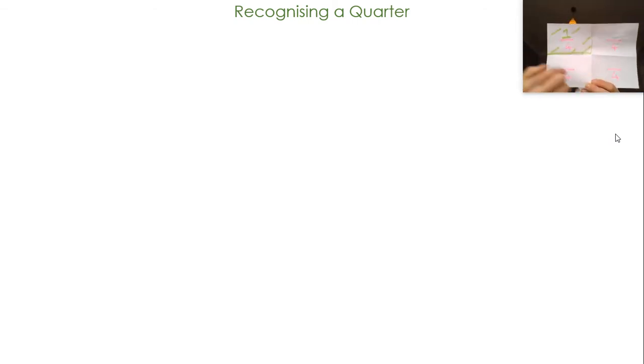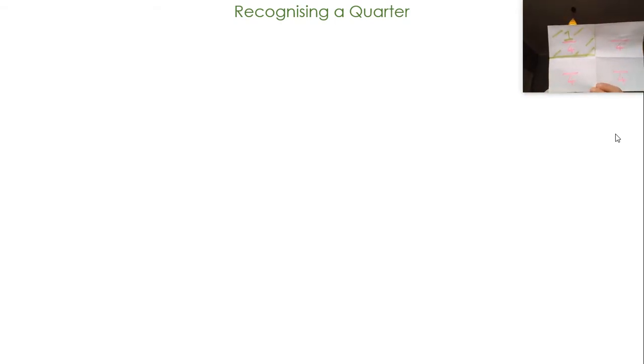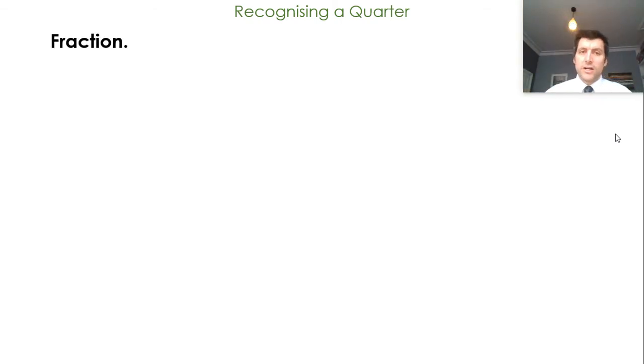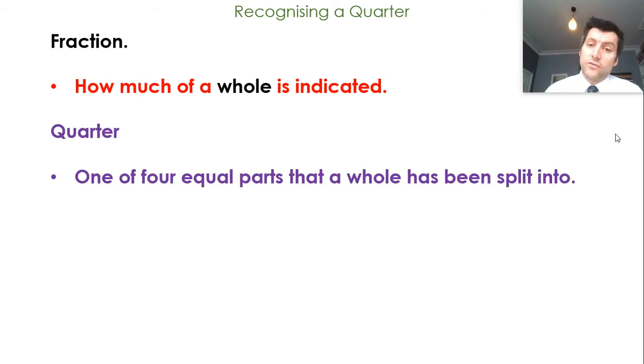Now one of my four parts is highlighted. I have four equal parts I've split the whole into. That's why my denominator, which is the number at the bottom of my fraction, is 4. But my numerator at the top of the fraction is 1, because I've only got one of them that I care about at the moment. That's my quarter I've highlighted. You can do that with bits of paper to divide them up. A fraction is how much of the whole we're indicating, and a quarter is one of the four equal parts that a whole is split into.